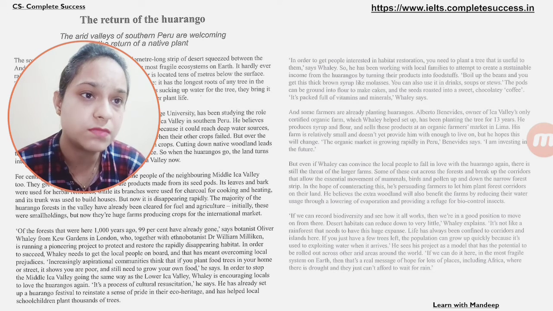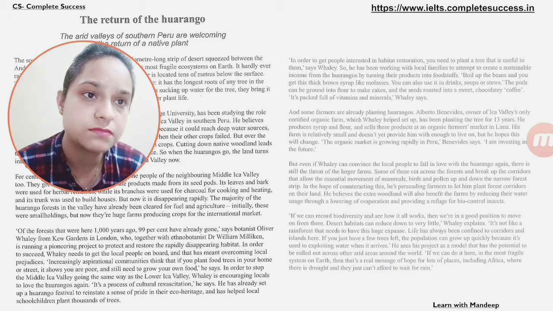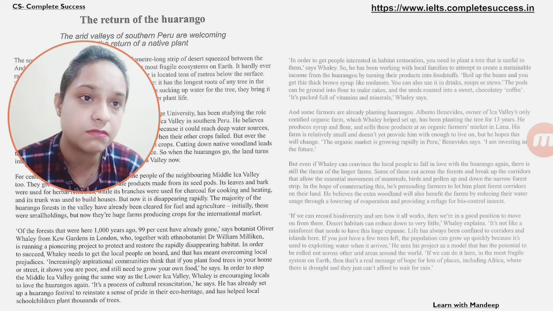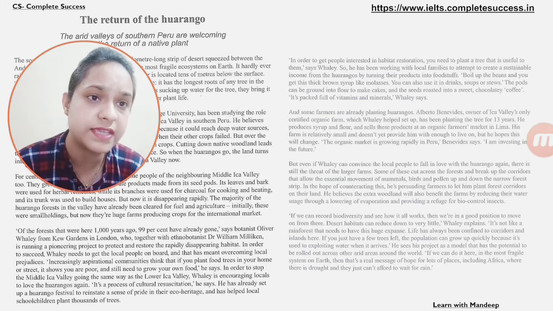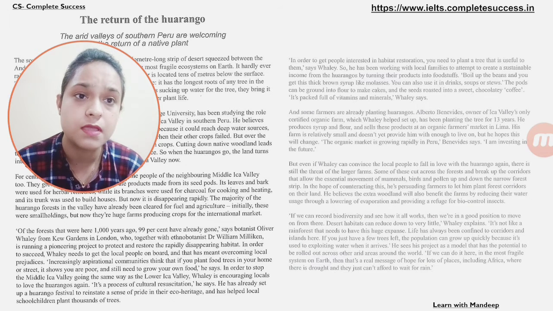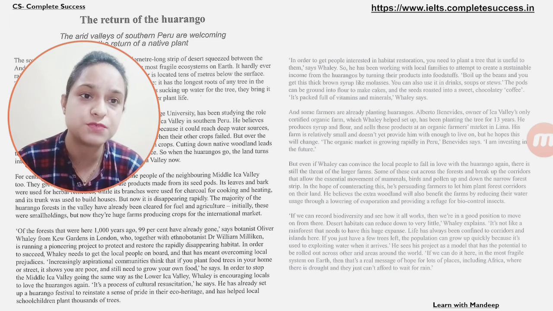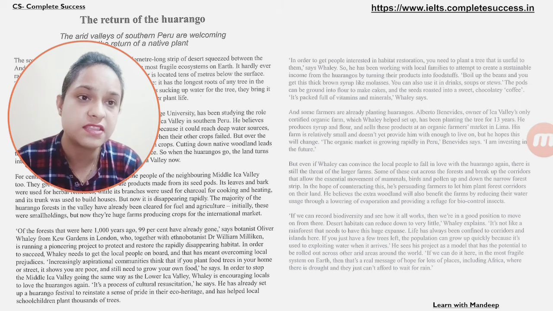Working with local families, sustainable income, products into foodstuffs. Here is the description: boil up the beans and you get a thick brown molasses. Drink soups. Pods can be ground into flour or made into cakes. The seed is roasted. It is packed full of vitamins and minerals. Valley says, meaning he has just given the description that these are the ways it can be used and that it is full of vitamins and minerals.